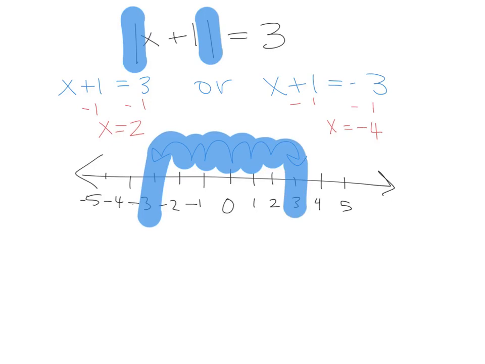If I'm unsure of myself, I can always plug these back in and check. The absolute value of 2 plus 1 is the absolute value of 3, which is 3. The absolute value of negative 4 plus 1 is the absolute value of negative 3, which is 3.